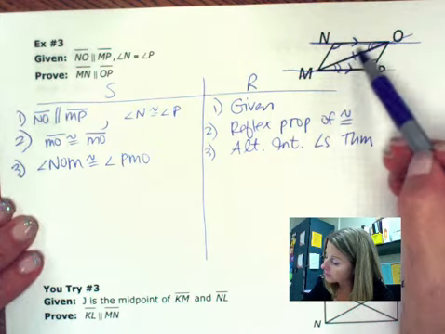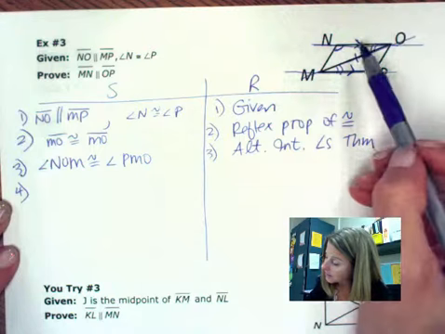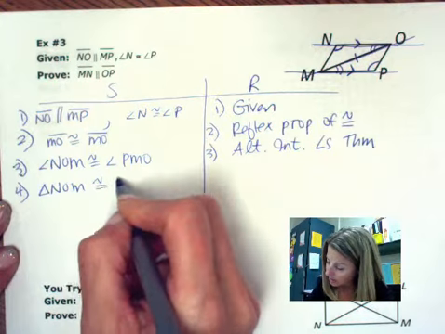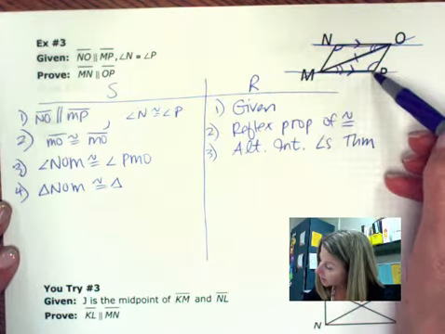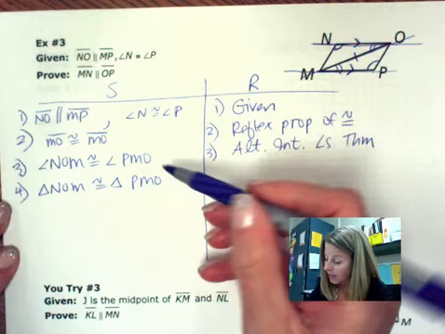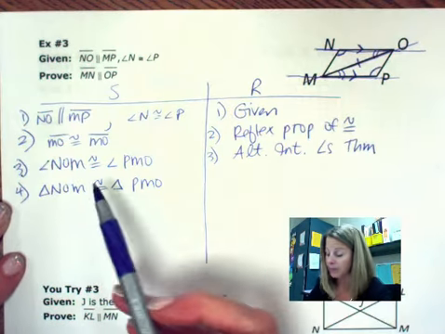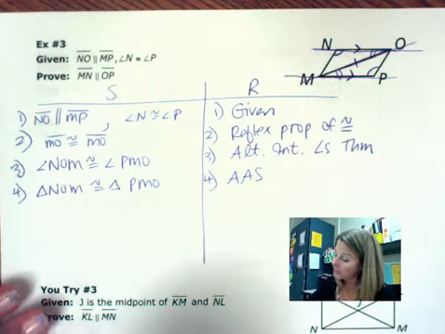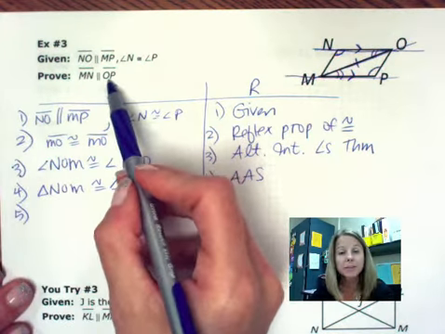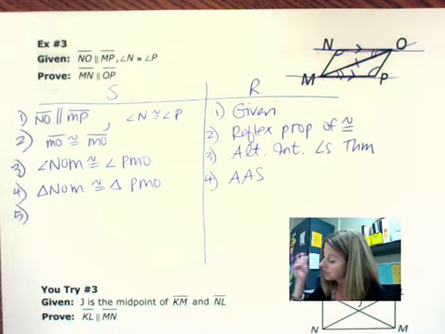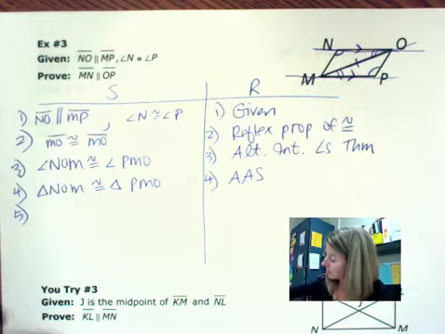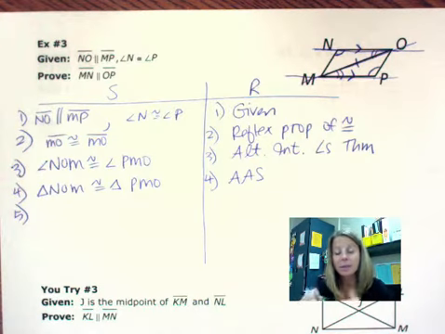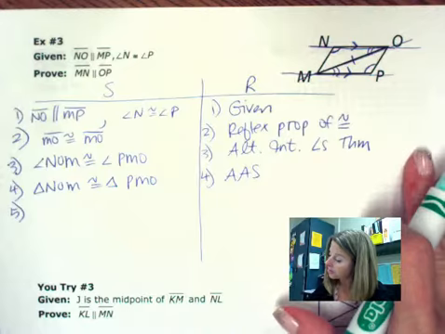So I have congruent triangles right here. I have angle, angle, side, AAS. So number 4, I can say triangle NOM is congruent to triangle PMO. And notice my lines 3 and 4 look almost identical, which is fine. One's an angle, one's a triangle. So I have angle, angle, side. Okay, now to show I have parallel lines, I'm going to have to use a converse of something. So if I can show I have another set of angles that are congruent, I might be able to use a converse.